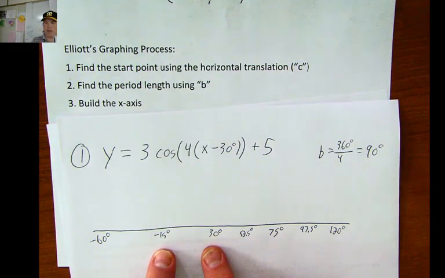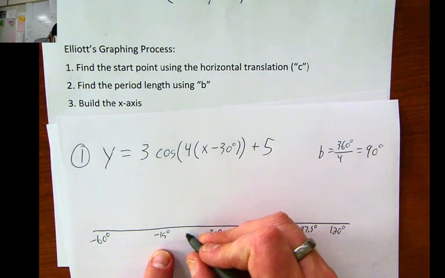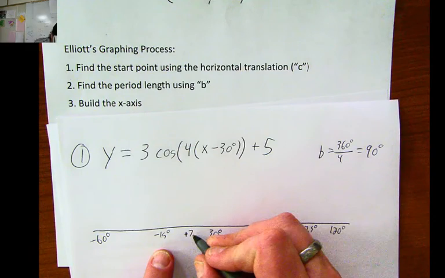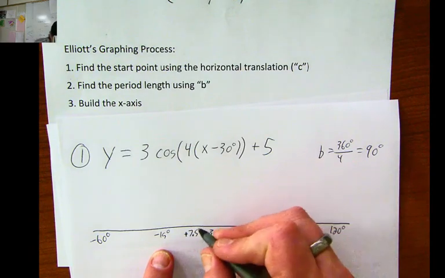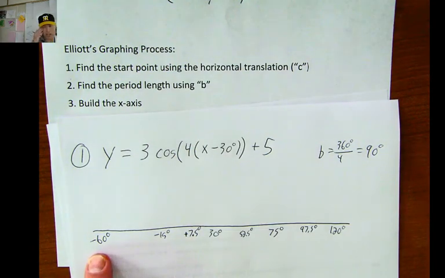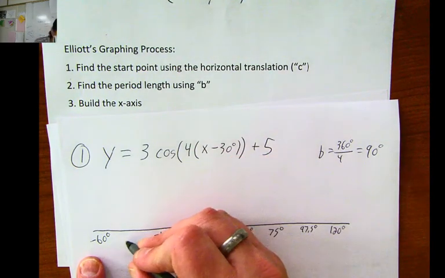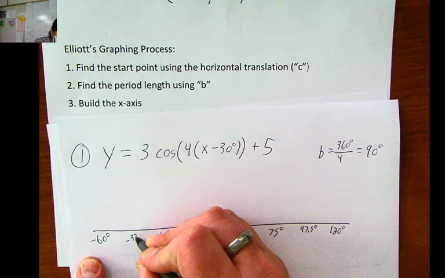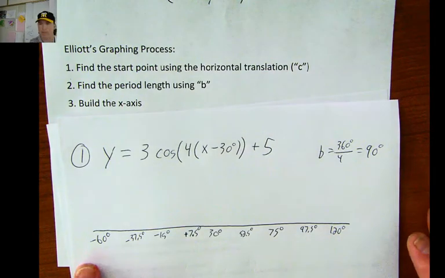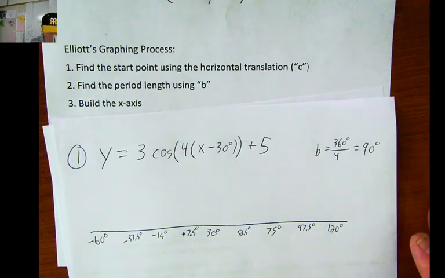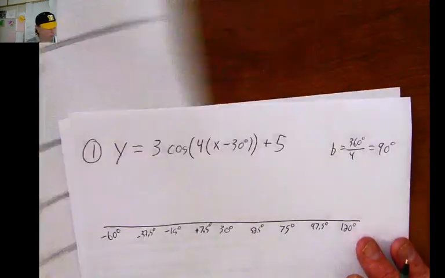Halfway between 30 degrees and negative 15, that adds up to 15, which would mean positive 7.5 degrees. And then halfway between negative 60 and negative 15, that adds up to negative 75, which means negative 37.5 degrees. Okay, so we have our x-axis. That gets us through step 3.